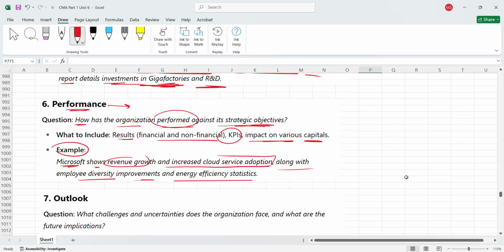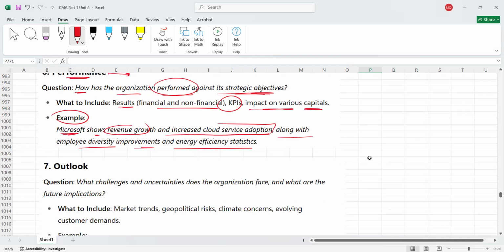Here, guys, some words are technical, but generally here you are trying to show your performance against the strategic objectives. Like how many KPIs you have achieved, what the financial or non-financial information is, or what the financial outcomes are, or what the impact of your performance is on the various capitals. I mentioned the six capitals which we discussed in the last class.